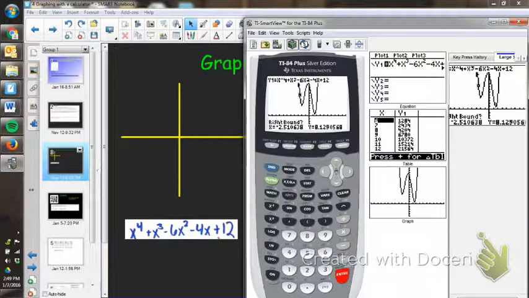Now it says right bound, so I'm going to move that cursor to the right of my lowest point. And then it says guess, I'm going to press enter one more time. And that gives me my minimum value. It's -2, 4. It's good to know that it's located at -2, 4.